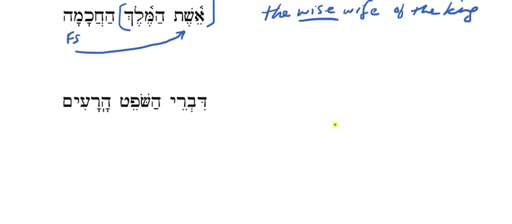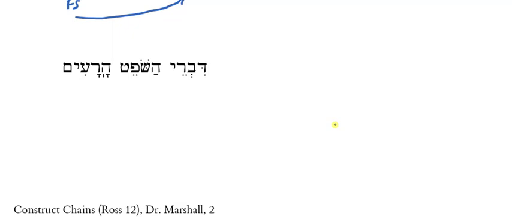And for our final example here, look at Divrei HaShofet HaRa'im. Remember, Divrei is the masculine plural construct of Devar, Devarim. HaShofet is the judge. It's got the article. These are two nouns side by side. This one's masculine singular absolute. And so this is thing one, that's thing two. And now I have my attributive adjective, Ha-Ra-Im, with that im ending. That tells us that this is masculine plural.